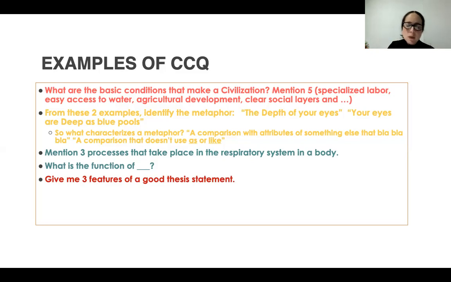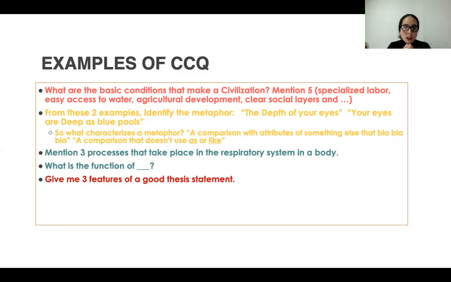So in this case, we have specialized labor, easy access to water, agricultural development, clear social layers, and God knows what else. But certainly when you are so specific, what are the basic conditions that make a civilization? And they start saying, like, the pyramids, and go around in the images that they have in their head, it doesn't allow them to conceptualize. So if you know, and you have explained, or you have put them through a source that tells them that there are 5 clear conditions that make a civilization in ancient times anyways, then make sure that you give them the parameters to know how many, where they can find the information, remember more than just the what.